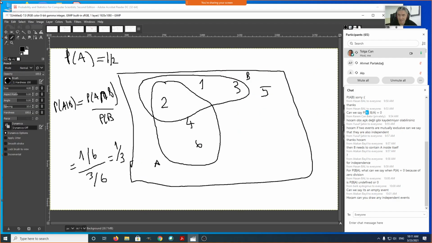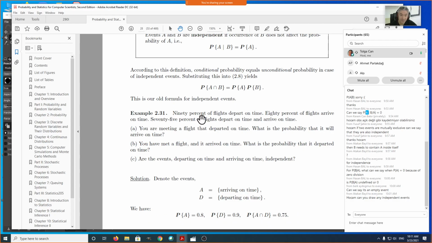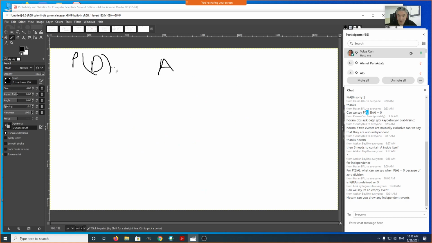So we have two events here: departing on time and arriving on time. Let's label departing on time as D and arriving on time as A. The knowledge given to us, 90% of flights depart on time, tells us that the probability of D is equal to 0.9. Similarly, the probability of not D is equal to 0.1, which means that 10% of the flights do not depart on time. An event's complement is mutually exclusive of that event and exhaustive, which means its probability is 1 minus the probability of the event.